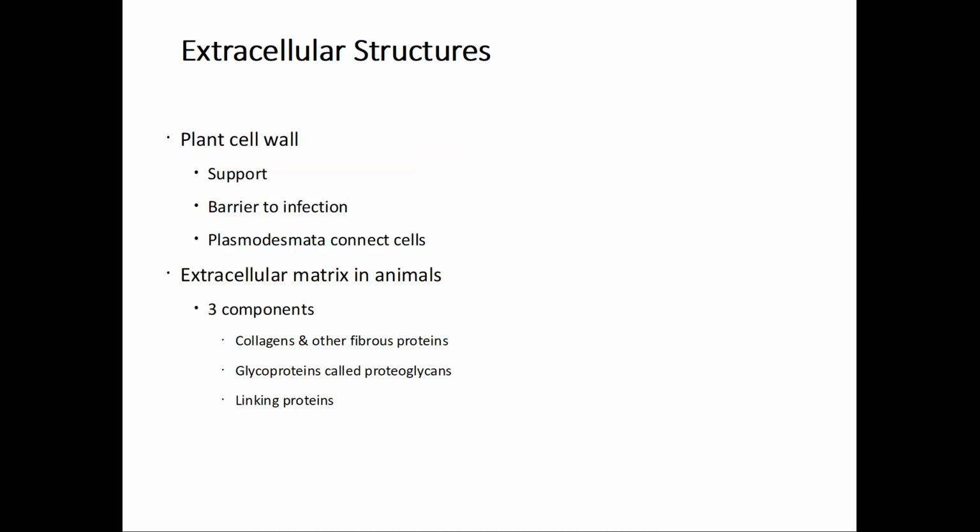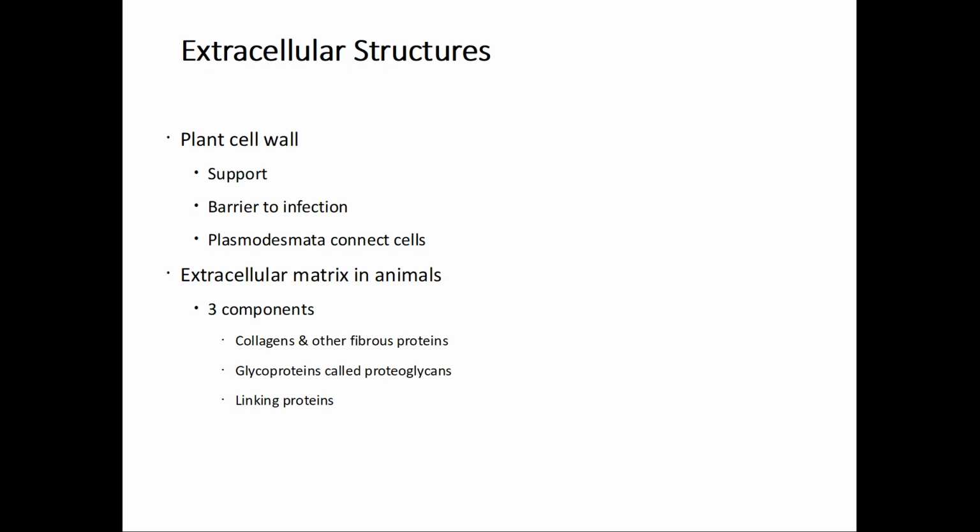All right, the extracellular structures. These are the structures that are on the outside of the cell. For plants, we're going to talk about plant cell walls. These are the cellulose boxes that surround plant cells. They provide support. They are a barrier to infection, and they also connect adjacent plant cells to one another. And between them, or inside of them, we have these small pores called plasmodesmata that allow the plasma membrane of adjacent plant cells to be shared.